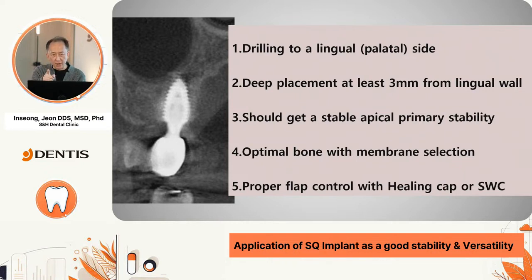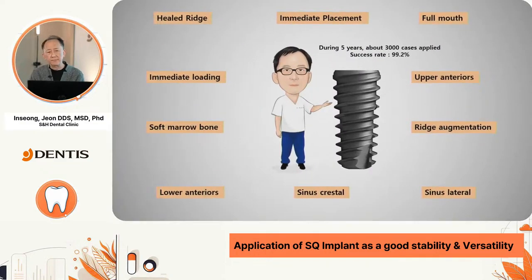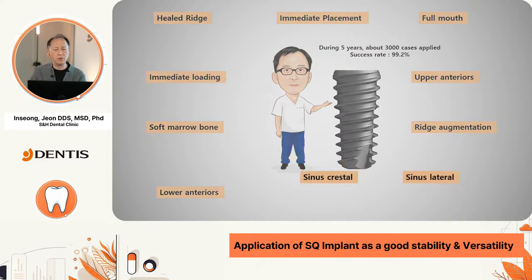Your mission is only one. Have to get a good primary stability. Optimal bone, only one, xenograft. Proper flap control with healing cap or saber-wide cap. Not cover screw, please. Okay, I talk about it one by one. This time, I want to focus on good sense at the time of the SQ implant placement. Good result from the SQ implant. Sometimes GBR, sometimes immediate loading, sometimes very small GBR, and so on.